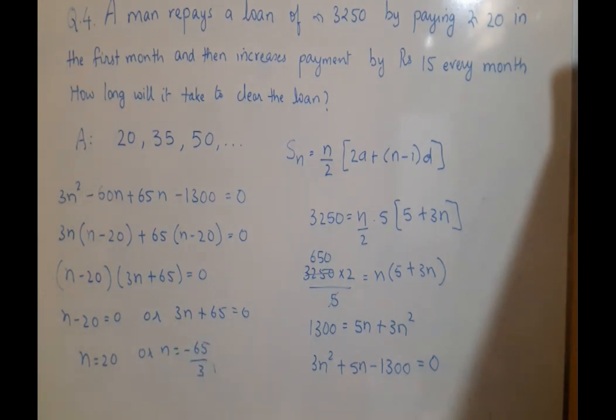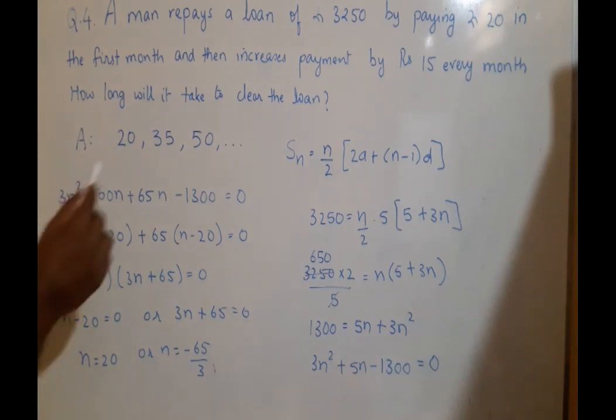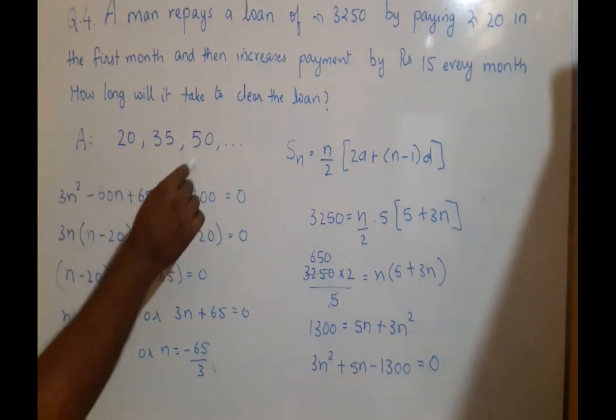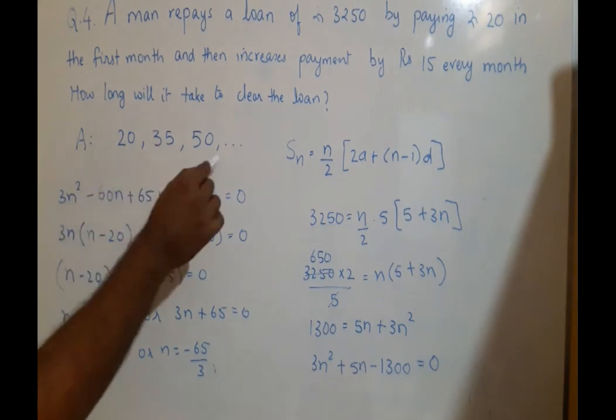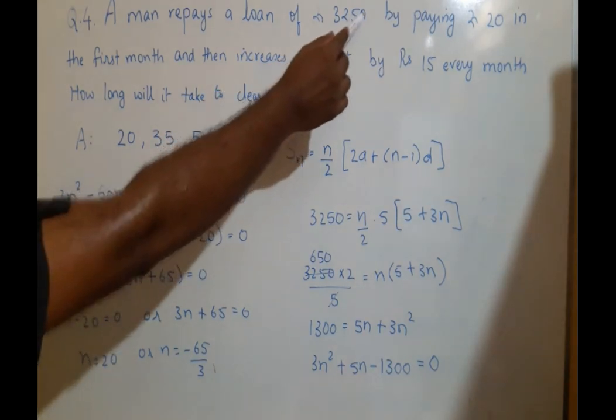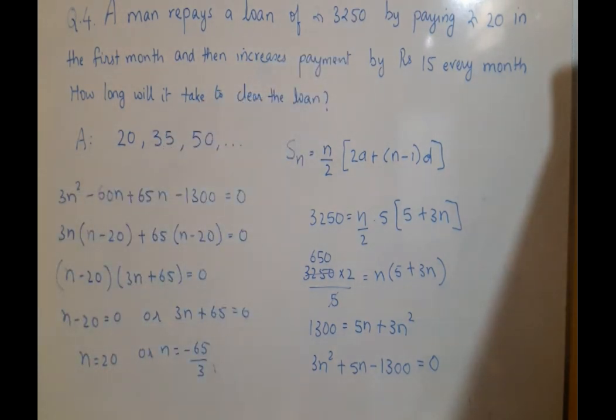But we have seen before that n cannot be a negative number, n cannot be a fraction, so our answer is 20. So in the 20th installment, after 50 comes 65 and so on, with 20 months of installments, he will repay the loan of 3250.